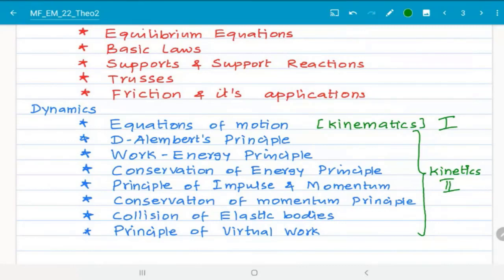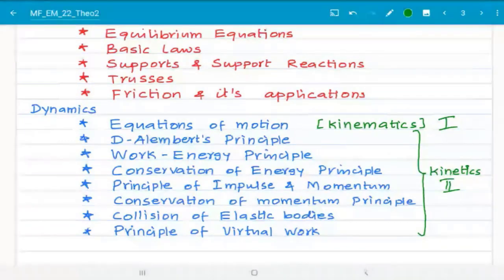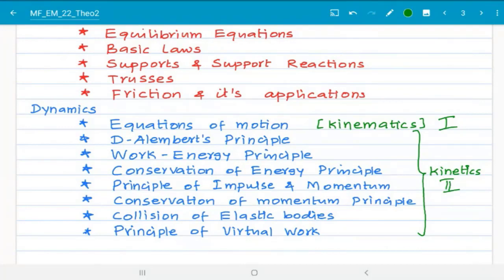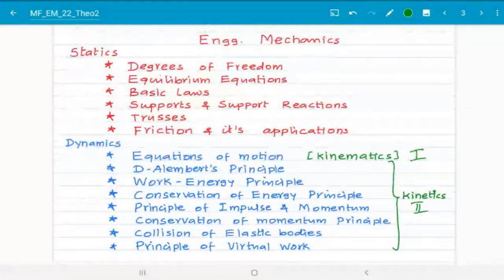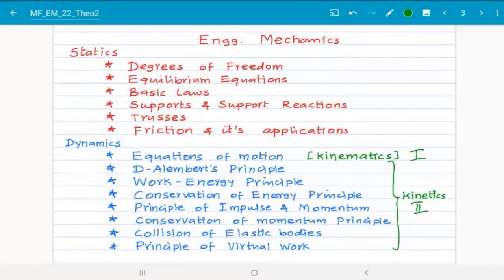Under the kinetics category: D'Alembert's principle, work-energy principle, conservation of energy principle, principle of impulse and momentum, conservation of momentum, collision of elastic bodies, principle of virtual work. At last, Lagrangian. So this is the syllabus coverage for engineering mechanics. It is common. For mechanical, the special topic is Lagrangian. For civil, the special topic is vibration.